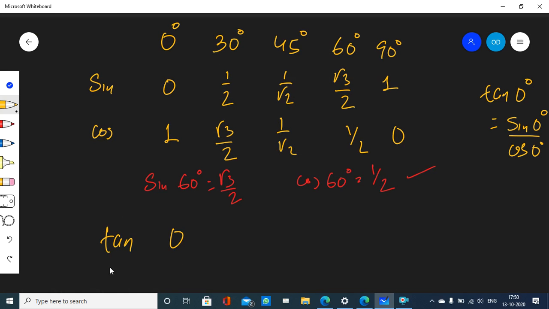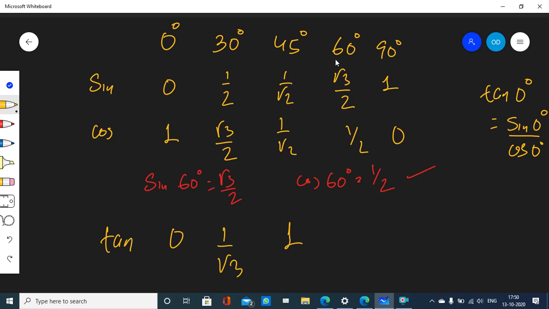If I want to know the value of tan 30 degree, it will be equal to what? Sin 30 degree by cos 30 degree. Yes, 1 by 2 divided by root 3 by 2. What will be? 1 by root 3. Tan 45 degree will be equal to what? Sin 45 degree by cos 45 degree. Sin 45 degree is 1 by root 2, cos 45 is 1 by root 2. They are the same. So 1.